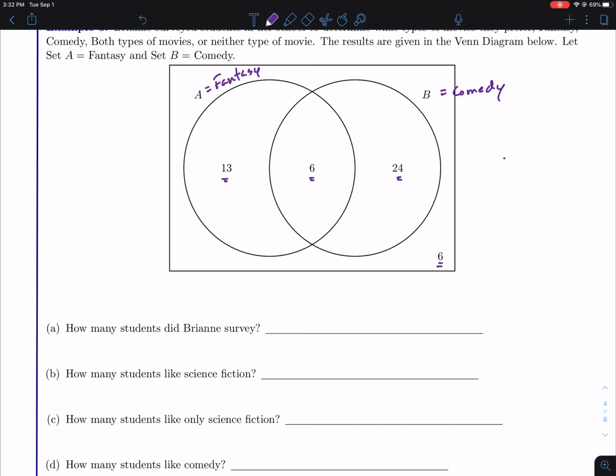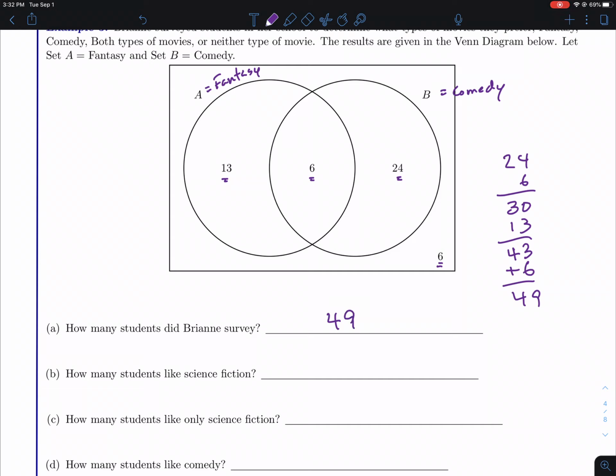So what we want to do is add up all these numbers together. So 24 plus 6 gives us 30, plus 13 gives us 43, plus 6 gives us 49. So it looks like she talked to 49 different people.